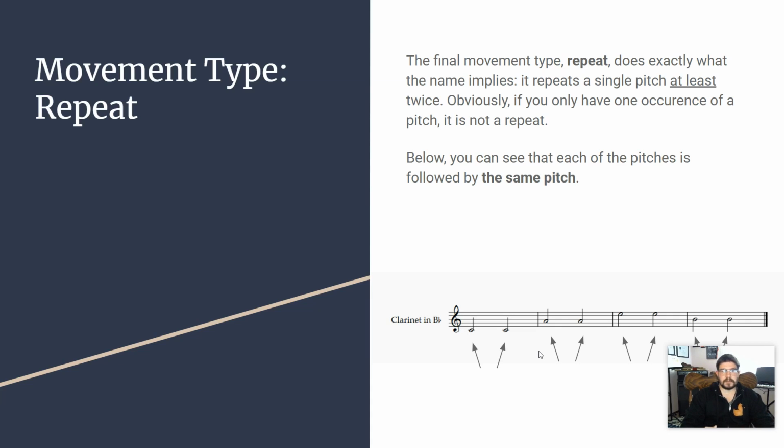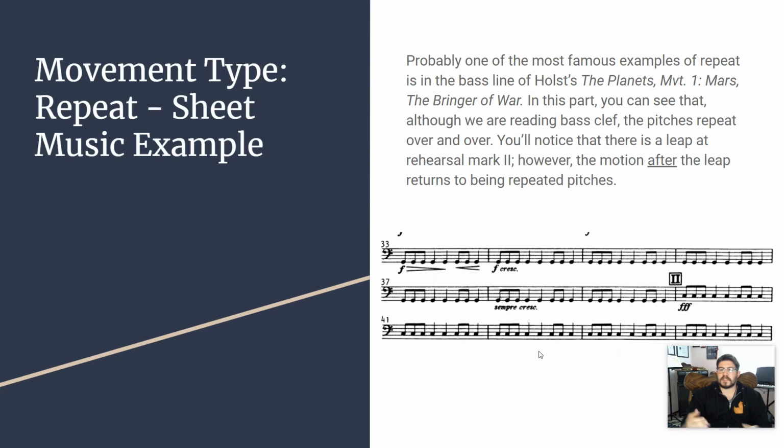So that's our repeat. So this is probably, like it says here, one of, if not the most famous example of a repeat in Gustav Holst's The Planets, movement number 1. It's called Mars, the Bringer of War.